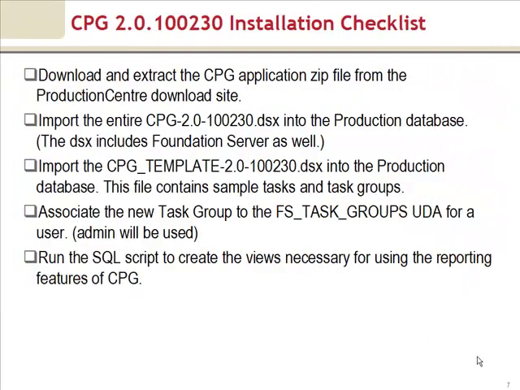First, you'll need to download and extract the CPG application zip file from the Production Center download site. Next, you will import the entire CPG 2.0.100.230 DXX into the production database. For your reference, this DXX file includes all of the necessary objects for Foundation Server 2.0 as well.